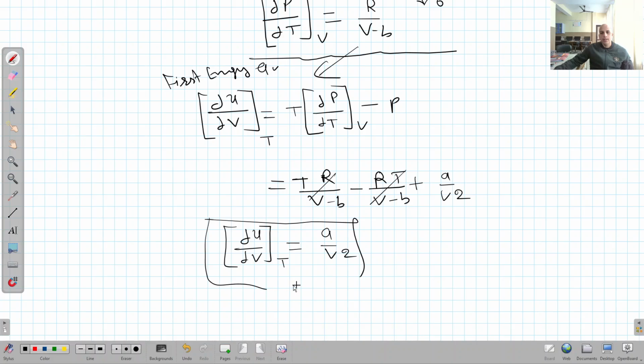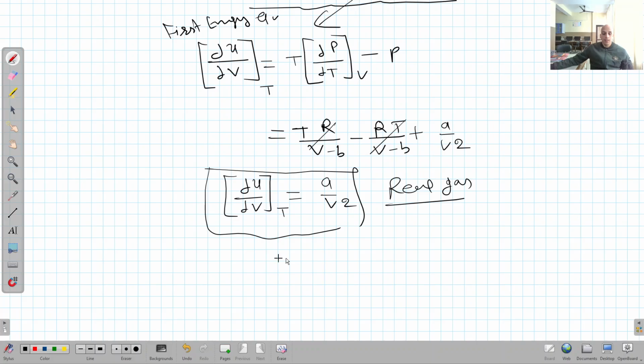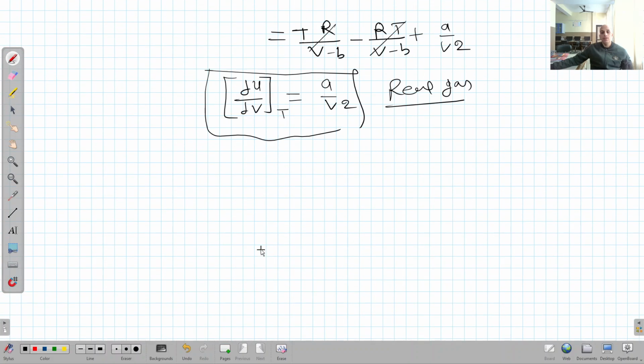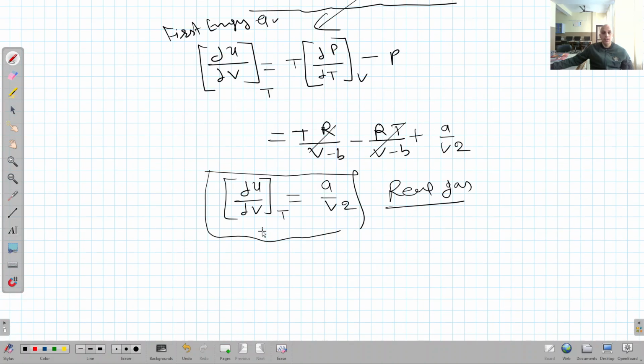So it means in case of real gas, the change in internal energy with change in volume at constant temperature is not equal to 0. It depends upon these two factors, right? It is not 0 as it was 0 in case of ideal gas. So in real gases, it depends upon the volume at constant temperature, right? a is a constant, V is the volume. So this was the case of the first energy equation. Similarly, we can derive the second energy equation also, right?